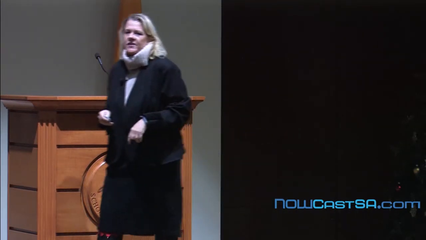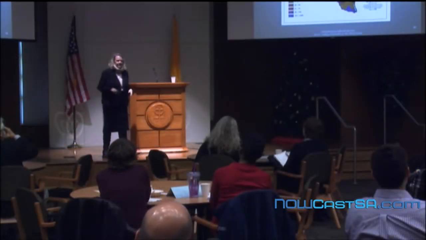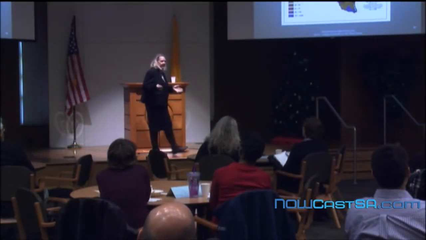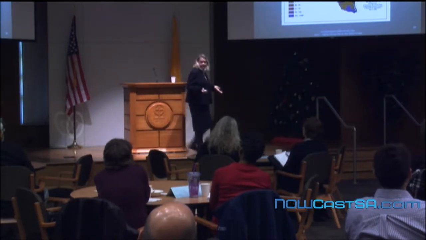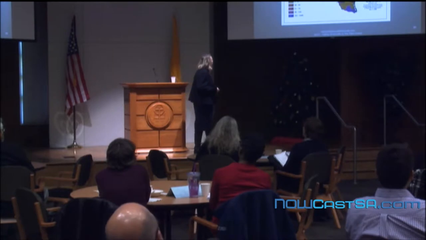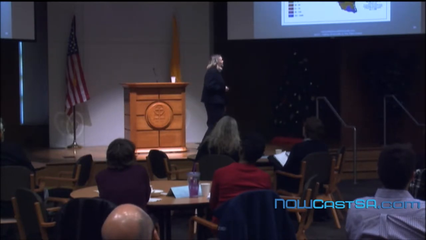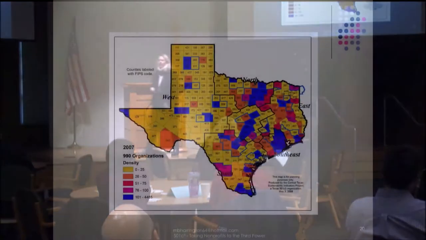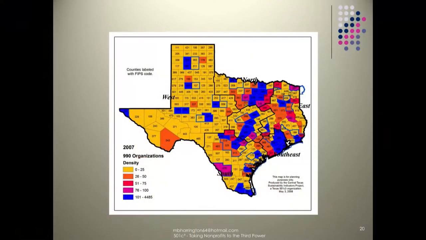So what this tells us is that most nonprofits are in large metropolitan areas. That should come as no surprise. More people are there, more funding, more need is in those areas. As you can tell, a lot of different areas are in yellow, especially in the West and the Panhandle, and those are areas where you do not have a large density of nonprofits. Doesn't mean you don't have any, but you don't have a large density of nonprofits there.